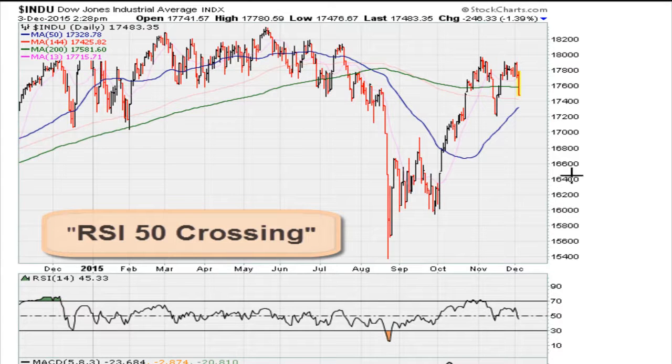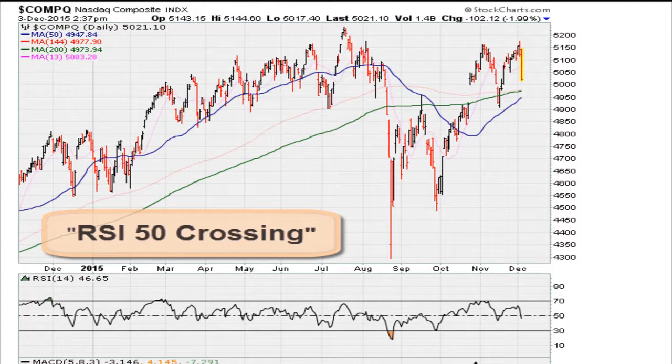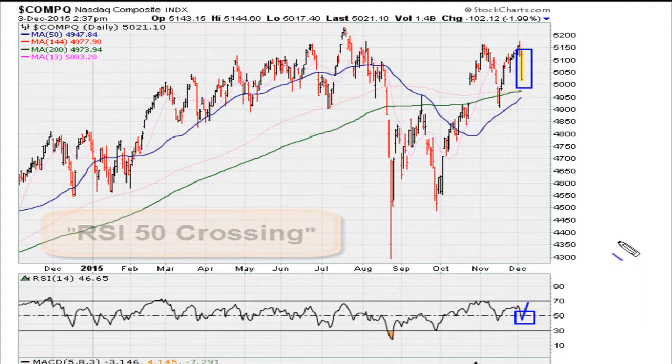We also see that the Dow right now is below 50 for the day, which is why it's having this big down day. We take a look at the Nasdaq also, and the Nasdaq is having a big session because it's moving its daily RSI below 50. So what happens if tomorrow it moves back above 50? On the day it moves back above 50, more than likely there are higher odds that the market is going to record a big up day.